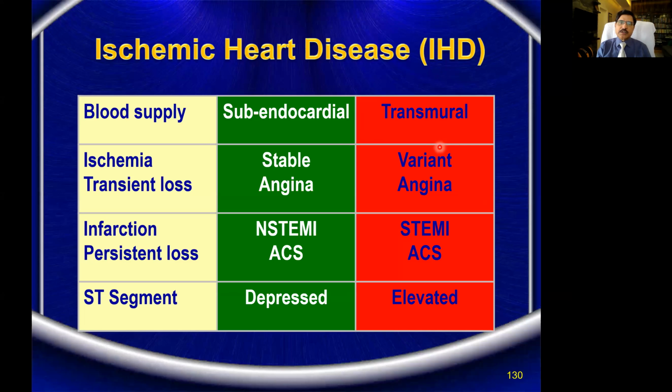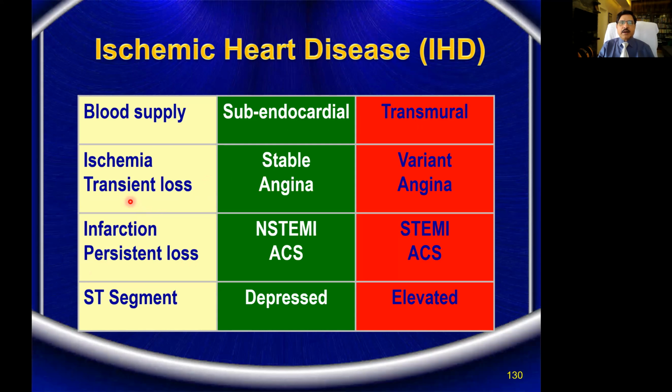Now, we need to understand. Okay. Just let the ideas which I have told till now sink in, and I'll give 1 minute. And this table will illustrate. Now the blood supply loss can be ischemia, can be infarction. Is it not? Ischemia could be transient or it could be persistent. Transient loss is ischemia, persistent loss is infarction. It could be subendocardial or it could be transmural.